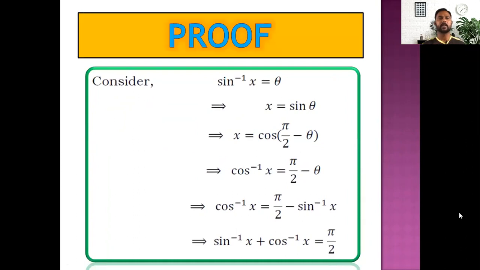Let us consider sine inverse x is equal to theta. In the same way, we write x is equal to sine theta. That means x is equal to, now the right-hand side sine theta can be rewritten as cos of pi by 2 minus theta. Now shifting, cos inverse x is equal to pi by 2 minus theta. Substitute theta, which was taken as sine inverse x. Therefore that line becomes cos inverse x is equal to pi by 2 minus sine inverse x. Take sine inverse x to the left side, minus becomes plus. Therefore we are getting sine inverse x plus cos inverse x is equal to pi by 2.